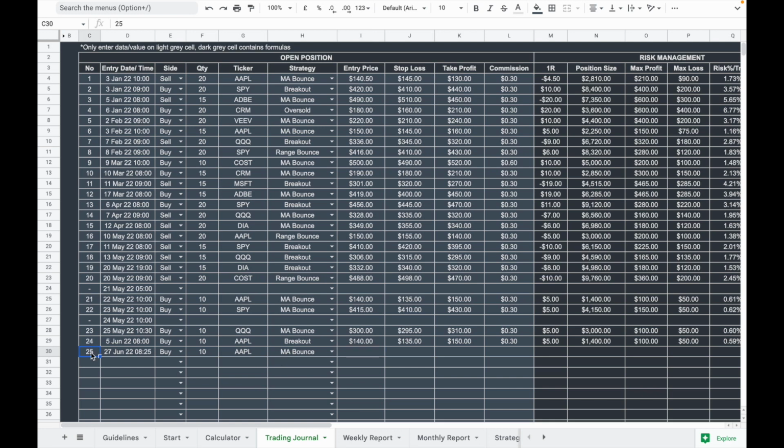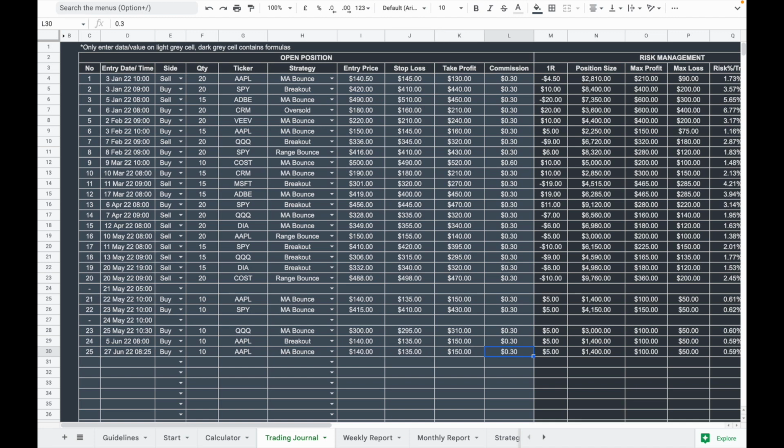First, enter the trade number in numerical value. Input your entry date and time. Select the trade direction from the drop-down menu. Enter the number of shares you buy or sell when opening the position. Input the ticker of your stock and select your trading strategy from the drop-down menu. Then input your entry price, your stop loss level, your take profit price, and your commission.